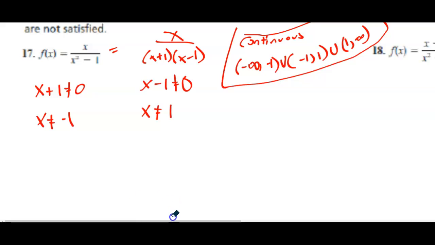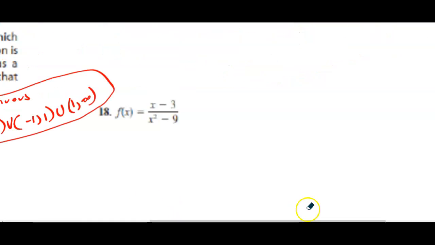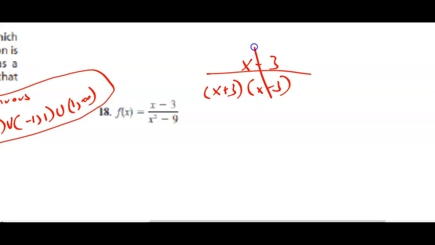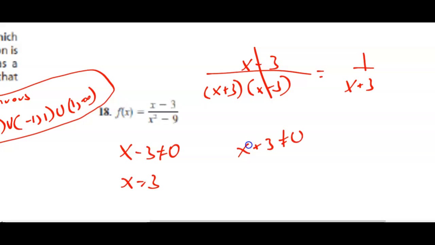Now let's look at 18 real quick. Same type of problem. We're going to factor first. Alright, now see where this cancels? That's a hole. So we have a hole at x equals 3. And then we have a vertical asymptote right here. Alright, so, negative 3, sorry.